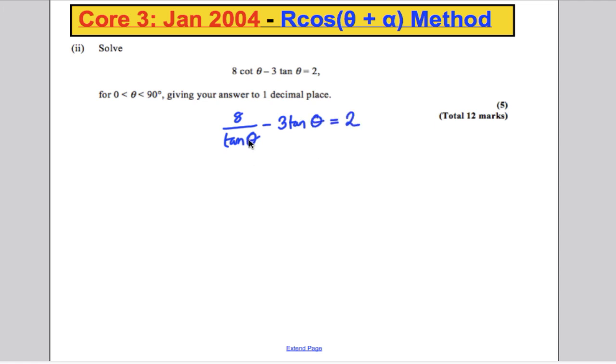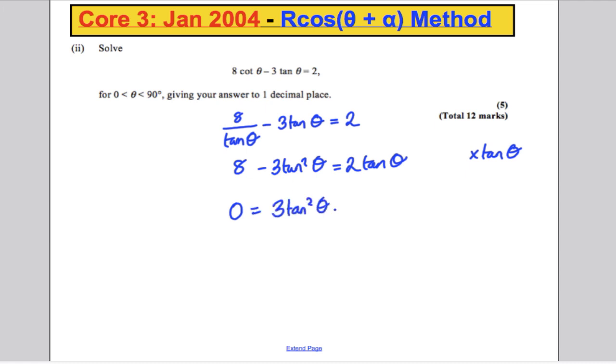I've got a tan theta on the denominator. It's not helpful there. Let's multiply everything we see by tan theta to remove this. So I get 8, subtract 3 tan squared theta is equal to 2 tan theta. I would add 3 tan squared theta to both sides and subtract 8. So I would get the equation 0 on the left hand side is 3 tan squared theta plus 2 tan theta, subtract 8. And then we try and factorise if at all possible.